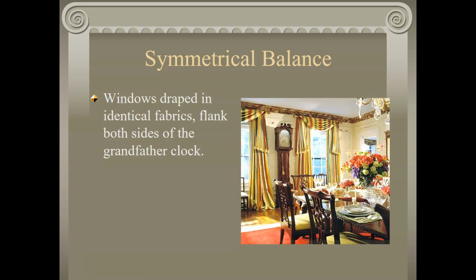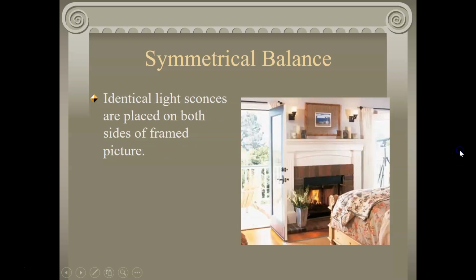Windows draped in identical fabrics flank both sides of the grandfather clock. So your grandfather clock would be your focal point, and then the two windows would be your symmetrical balance or formal balance. Here another example is identical light sconces are placed on both sides of framed pictures. So do you see there's this right here, and then there's these, and then on this side there's the light sconce, and then there's the candles, and then here's the picture.